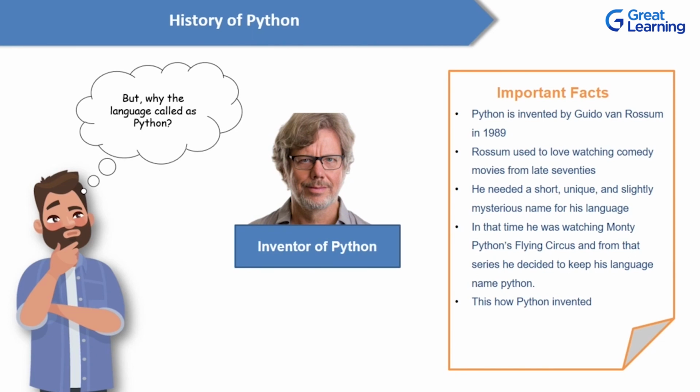Rossum used to love watching comedy movies from the late 70s. He needed a short, unique and slightly mysterious name for his language. And at that time, fortunately, he was watching Monty Python's Flying Circus. From that name itself, he thought he could keep his language name Python. It's really a little mysterious as well. It's short and it's unique. So this is how Python was invented, and this is how this language ended up with the name Python. Right, so this is the history behind Python.